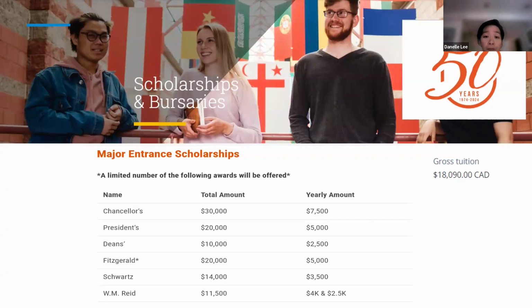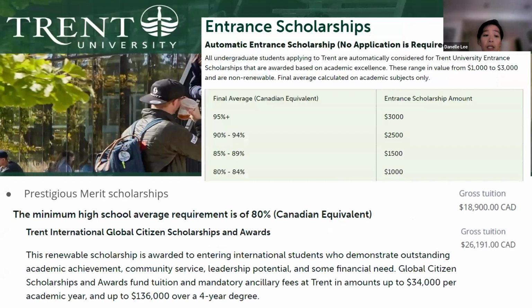Okay. Trent University is located in Ontario, but it's not located in Toronto. So this location is still quite affordable in terms of living costs because they also give you a very good entrance scholarship plus merit scholarship. You just need to hit for your high school requirement, which is equivalent to Canada high school, 80%. So for any other country, roughly between 85 to 88% for your high school results. So you can actually get up to 34,000 a year for the scholarship.